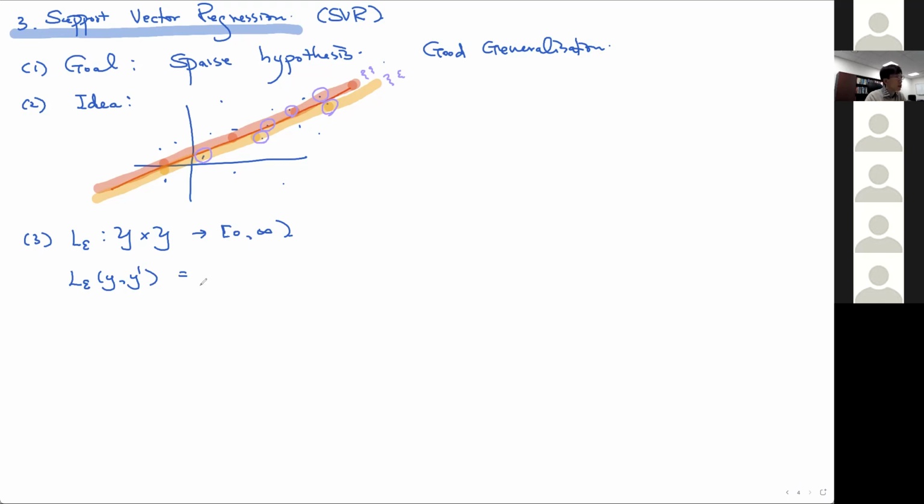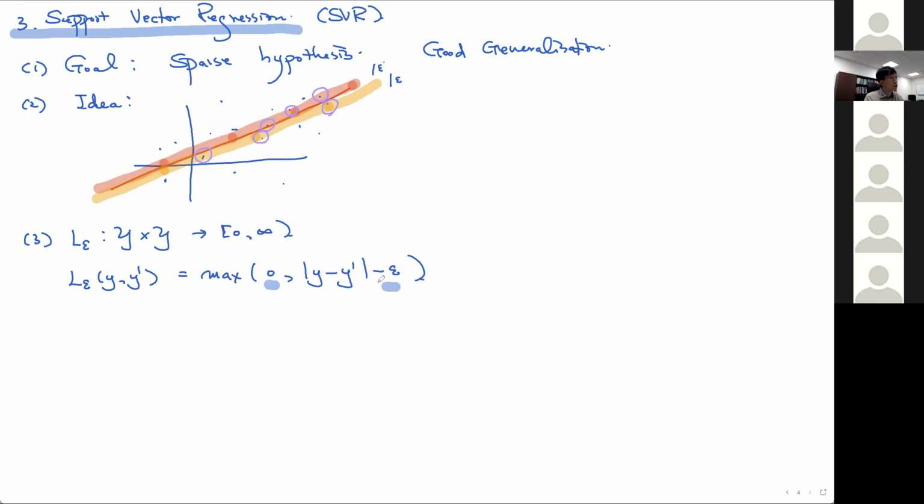He uses x of 0, y minus y prime minus epsilon. So what's going on? You say that if y and y prime are not epsilon far away, then the penalty that we're going to give is equal to 0. And if y and y prime are more than epsilon far away, then we discount epsilon much, and then we only penalize the rest.